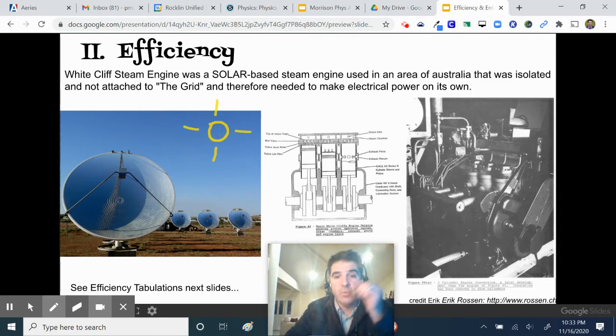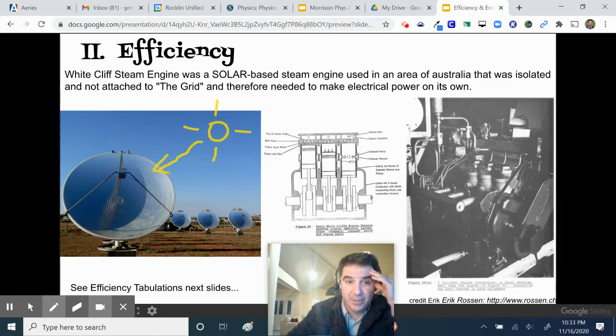Now, it did work. I can't remember what year it stopped working, but they were off the grid. They were pretty far out there, isolated, and so they needed to get some electricity where they weren't able to plug into the Australian gas and electric. The sunlight shines really well out there in Australia, right? So they use this solar energy to focus sun into an area that would actually boil water. The heat can go through our pipes and into a steam engine, which is on the inside of the building. And so here's the steam engine.